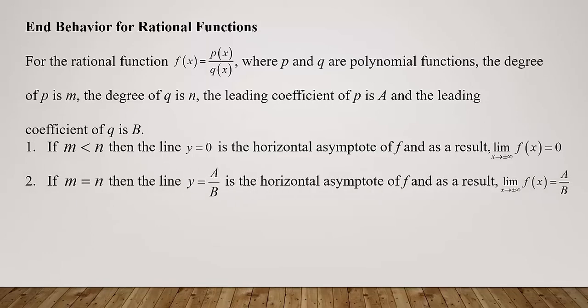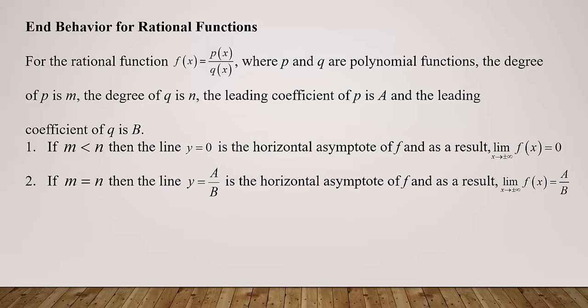Now, if m is equal to n, so if the degree of the numerator is equal to the degree of the denominator, then the line y equals a over b, where a is the leading coefficient of the numerator and b is the leading coefficient of the denominator, is the horizontal asymptote for the graph of f. And if we know the horizontal asymptote, we know limits.